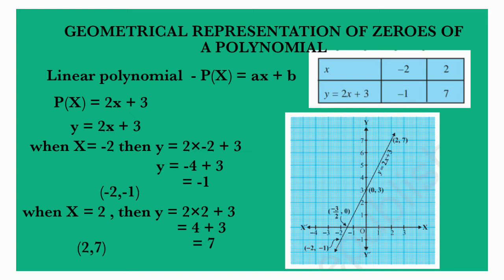So the intersecting point is minus 2, minus 1 here, and 2, 7. In 2, 7, 2 is the x coordinate and 7 is the y coordinate. So 2 and 7, the intersecting point is here. So join, you will get a straight line. So this straight line is passing through the y-axis and x-axis. So there are two intersecting points, one is 0 and 3, and the second one is minus 3 by 2, 0.